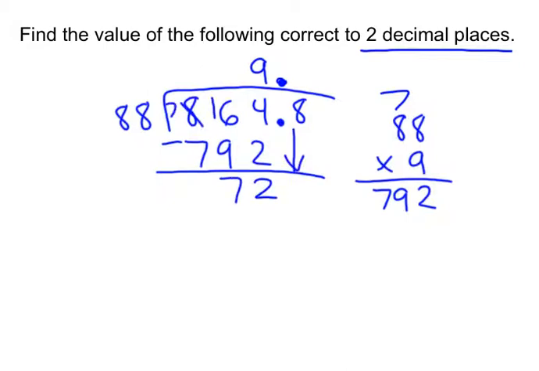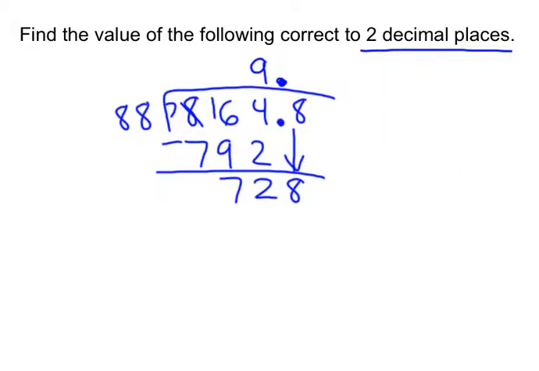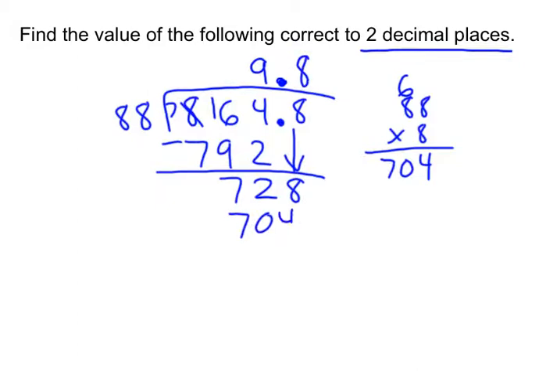And I need to bring down my 8. So now I need to find how many times 88 goes into 728? I know it's not 9 because I just did that here. So I'll try 8. 88 times 8: 64, and 6 is 70, 704. Yep, that one works. So I'm going to put my 8 above my 8 here. Bring down my math.